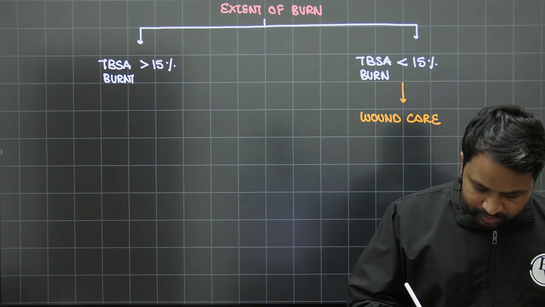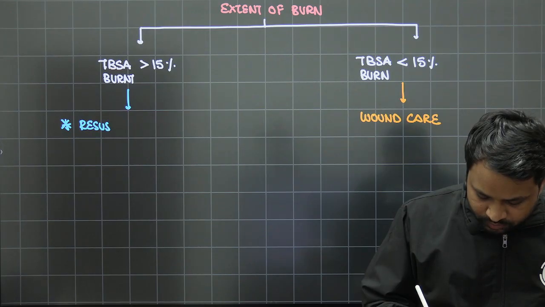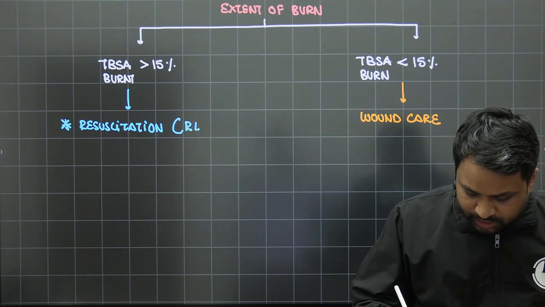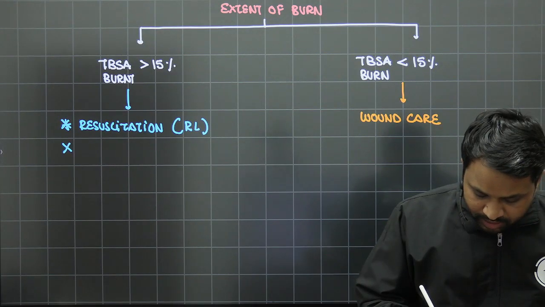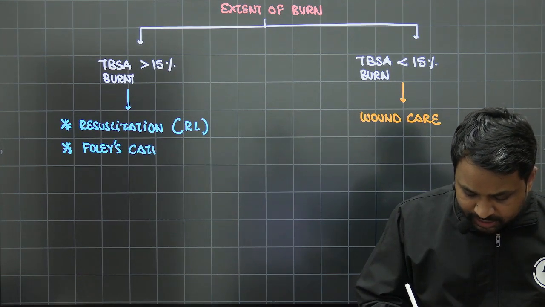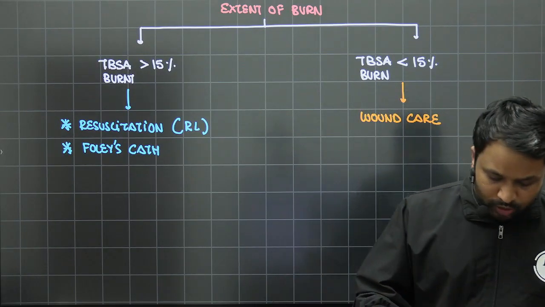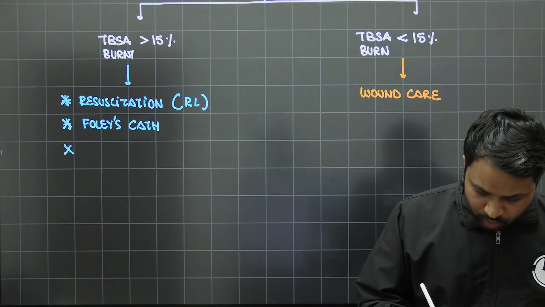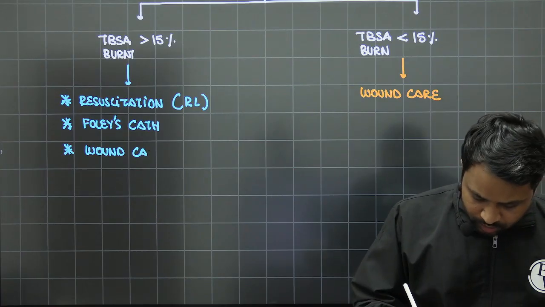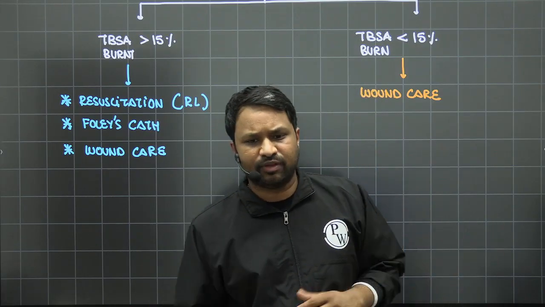But if it is more than 15%, then you have to go ahead with resuscitation of the burn, and obviously the fluid of choice here is going to be Ringer lactate. I will also put the patient on a Foley's catheter. The Foley's catheter is deployed in order to measure the urine output so that I can assess the response to the resuscitation. I will also do wound care management here, and look for the extent of the burn.